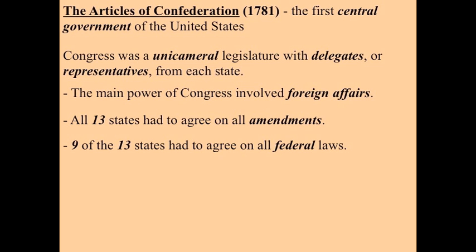So the Revolutionary War is finally over and we have to establish a government. The first central government that the U.S. establishes is known as the Articles of Confederation. Basically, what the Articles of Confederation established was a Congress, very similar to the Second Continental Congress, where you had delegates from each state, and they had the power to sign treaties with other nations.